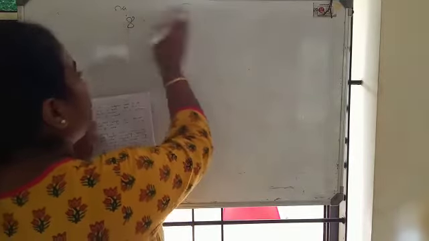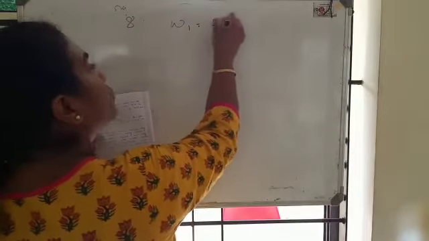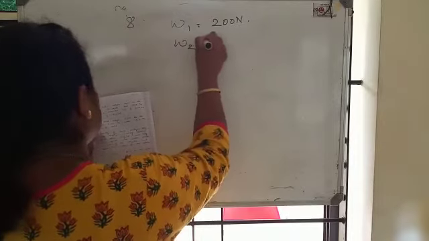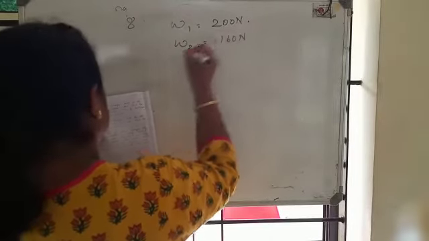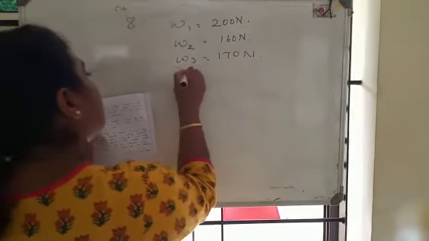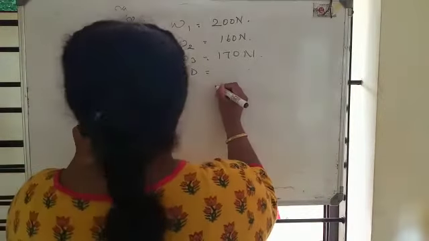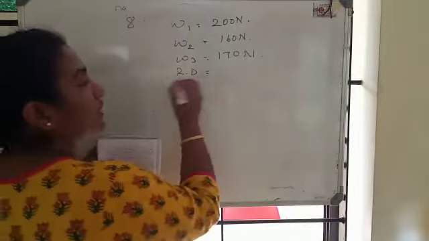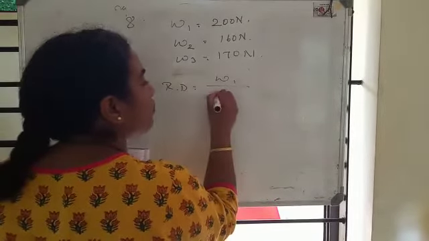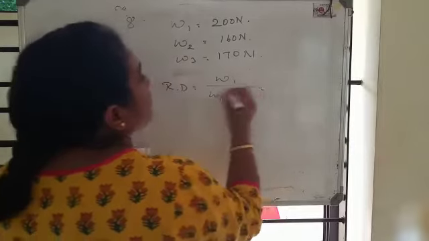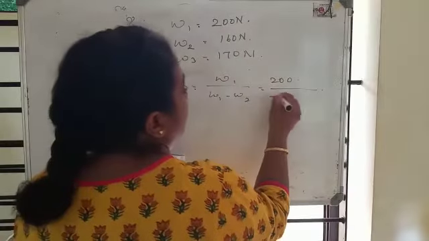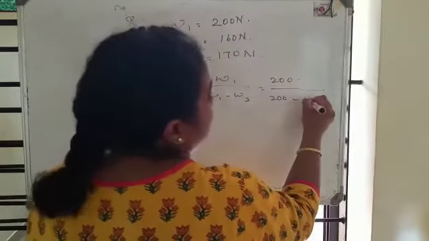So what did we calculate? I'll do it again. W1 is equal to 200 Newton, weight of solid in air. W2 is weight of solid in water, 160 Newton, and W3 is 170 Newton in liquid. Calculate the relative density of the solid and that of the liquid. First you have to calculate the relative density of the solid. What is the formula? That is W1 divided by W1 minus W2. What is the value? 200 divided by 200 minus 160.